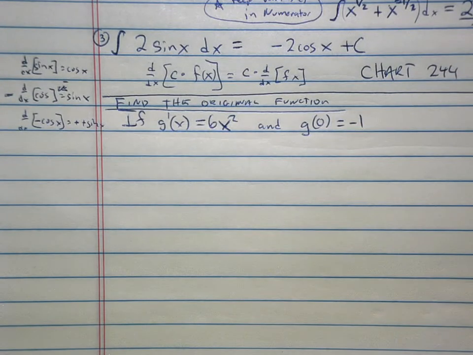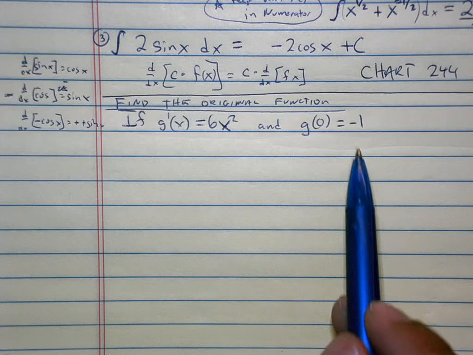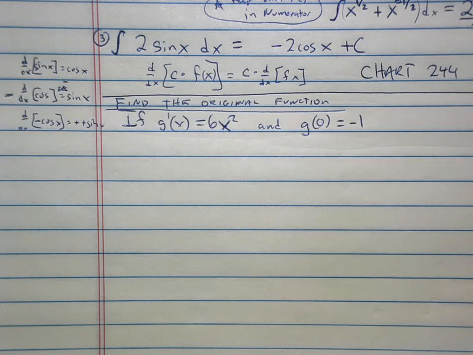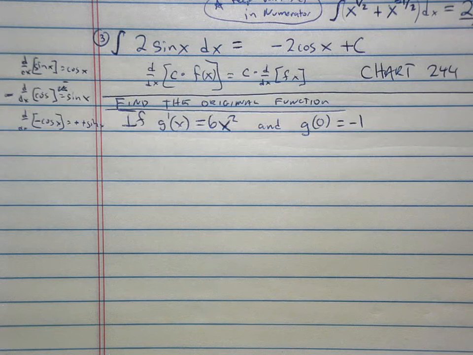Find the original function if you know that the first derivative is 6x squared and you also have one point on the original function. You don't need the constant c anymore. You can actually figure out where that constant c is. So I'm giving you the first derivative. Sometimes I might even give you the second derivative, and you'll have to start plugging some things in to figure them out. So let's do this example.